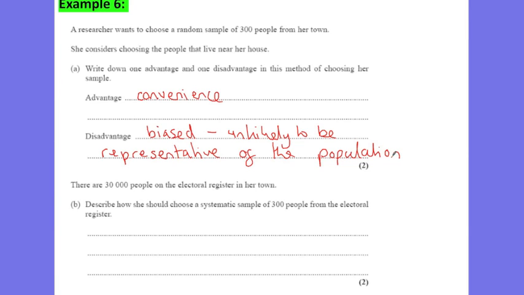Now we're told that there are 30,000 people on the electoral register in her town. That's everyone living in the town who's eligible to vote. Describe how she should choose a systematic sample of 300 people. So, to be able to carry out a systematic sample, we must divide the population size, 30,000, by the sample size, 300. And we get 100. Now, this number is going to help us. So first, we must list the population.